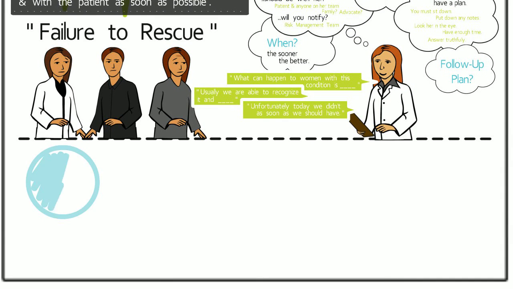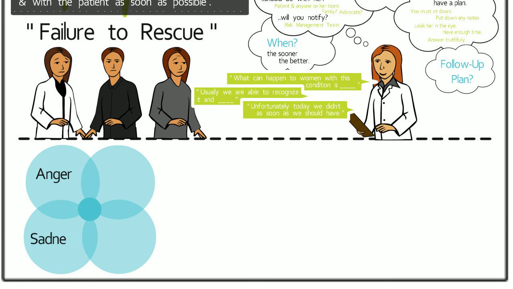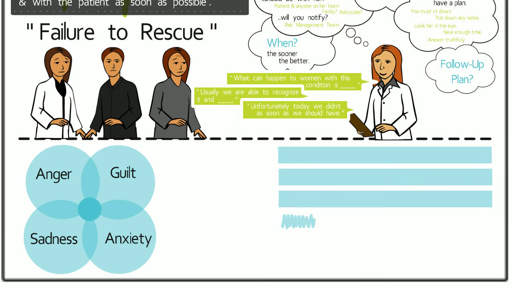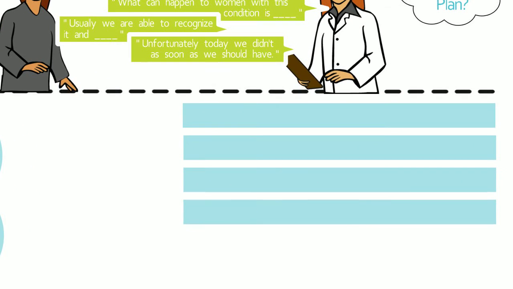To the patient and the family, it would be normal to have any or all of the following: anger, sadness, guilt, and anxiety. To the care team, all of these can happen. If they happen to you, please seek support. Your hospital has a team to help you manage.